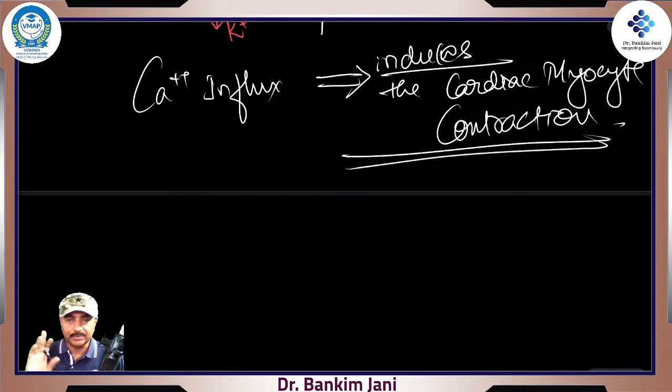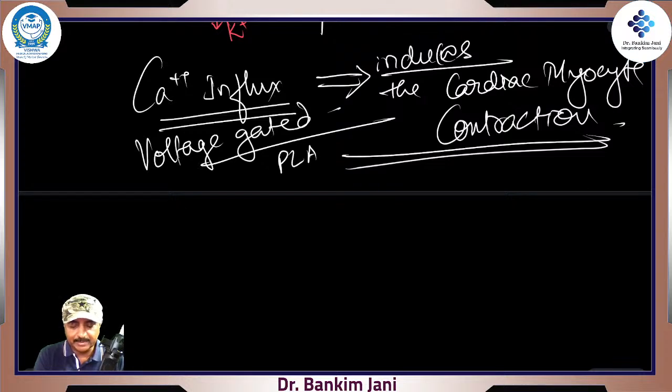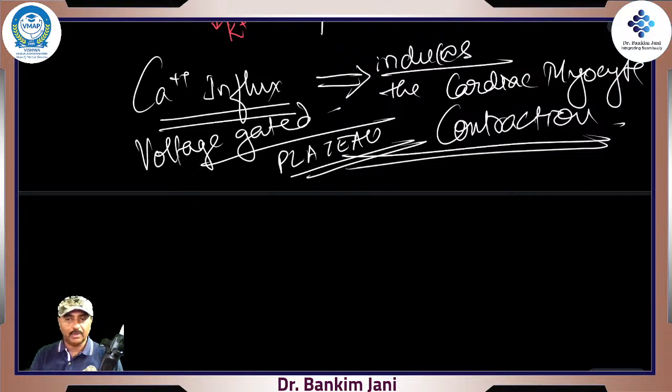So cardiac myocyte contraction occurs at this point, and it is due to calcium influx, and this calcium influx is voltage gated, right? And at which level? It is at the level of the plateau in our graph. This you will not find in the pacemaker, right?